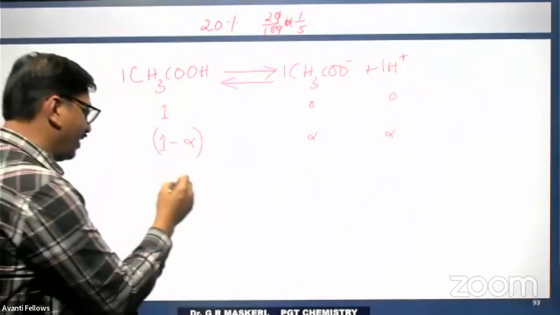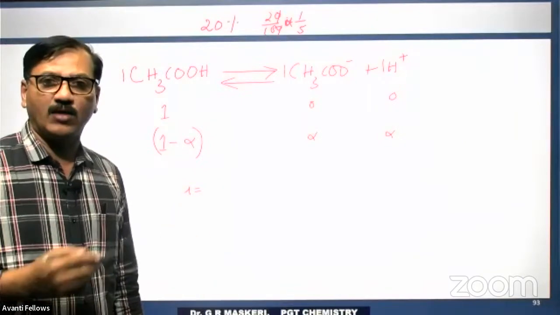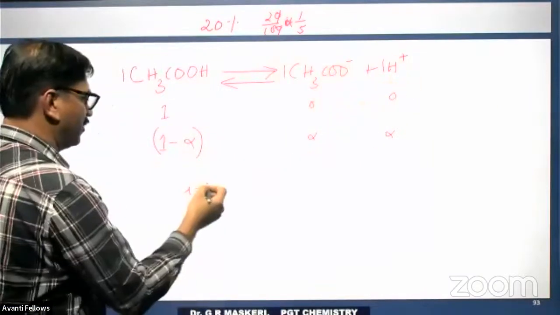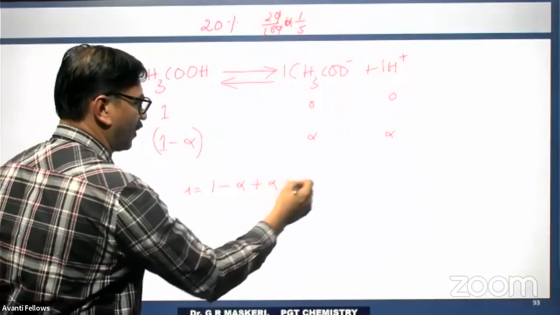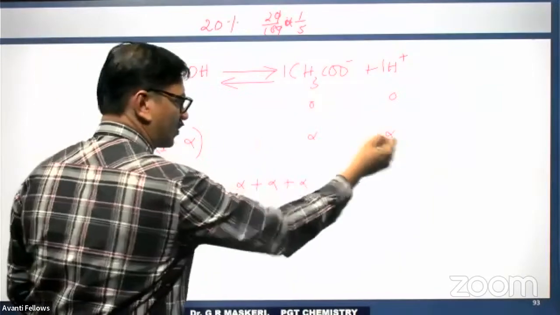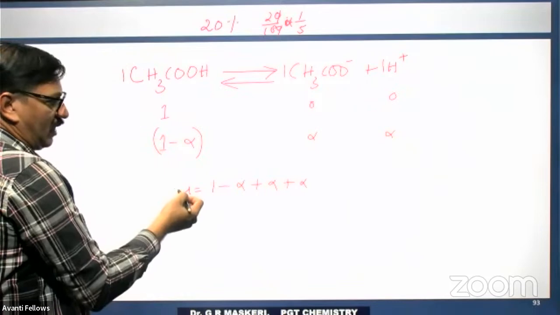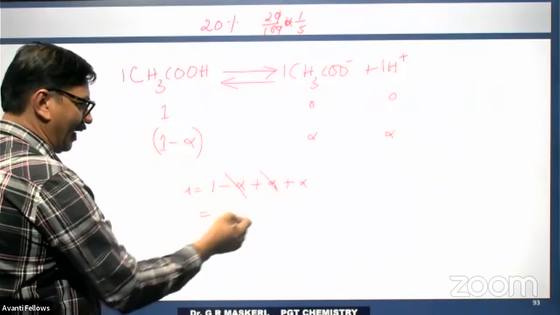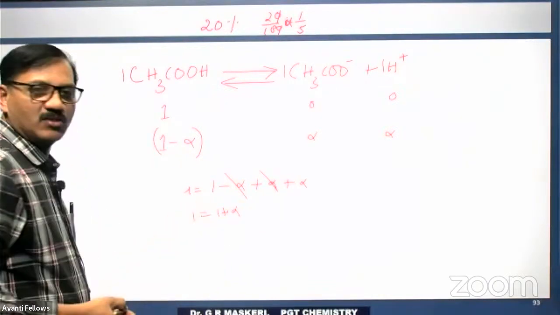Right? Now, what is i? i is the number of particles at equilibrium. That means we have to add these: 1 minus alpha plus alpha plus alpha. The sum of these is equal to the i value. Now, alpha and alpha, one cancels the minus alpha. There is 1 plus alpha. i is 1 plus alpha.